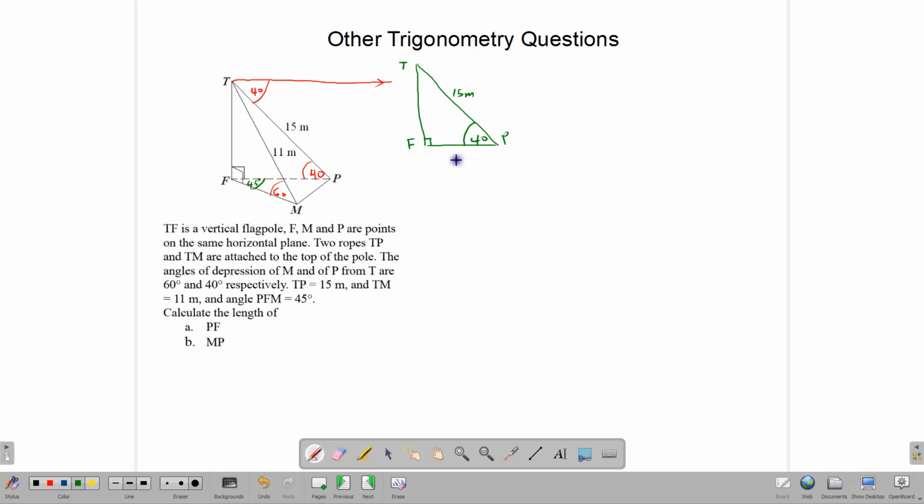Now, we can find PF easily because we see that this is a right angle triangle. This is the adjacent side, this is the hypotenuse, and therefore we use the cosine. So we say the cosine of 40 is PF over 15, which tells us that PF is equal to 15 times the cosine of 40, and that gives us 11.5 meters.